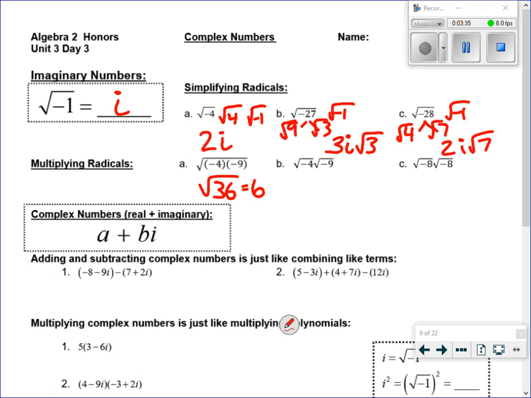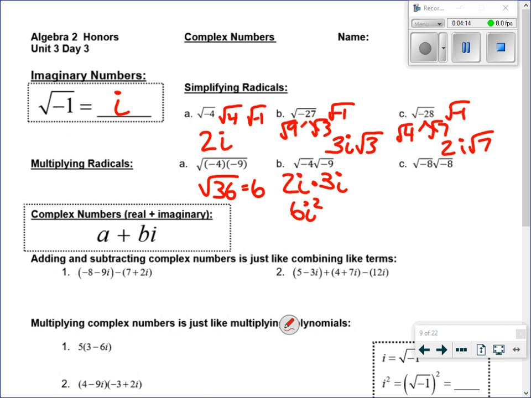B is saying to do the exponents first. What I mean by exponents is reduce your radical first. So if I reduce the square root of -4, what does that become? 2i. And what does the square root of -9 become? 3i. So I have 2i times 3i. What would that become? 6i squared. So let's talk about i squared.